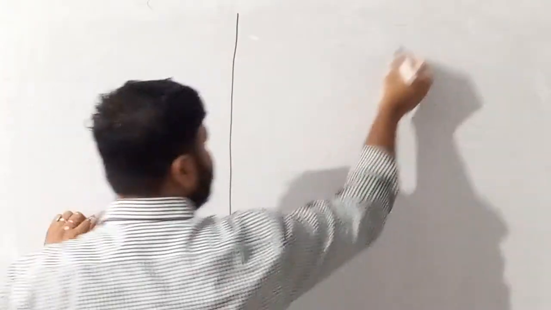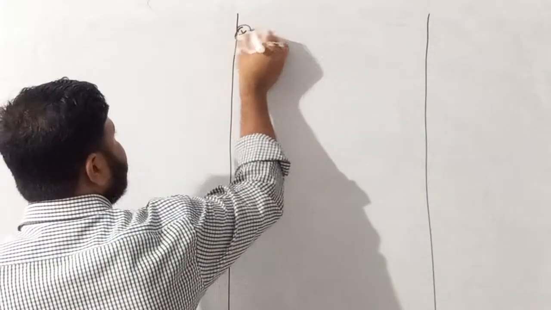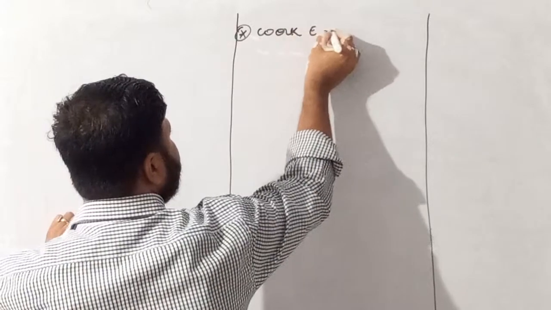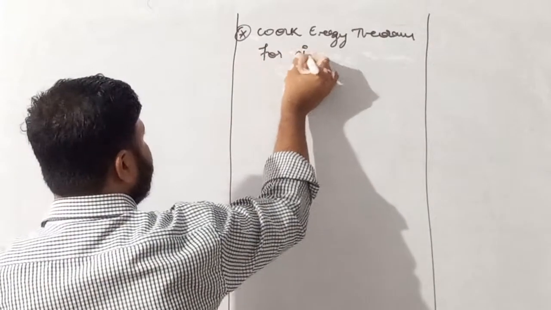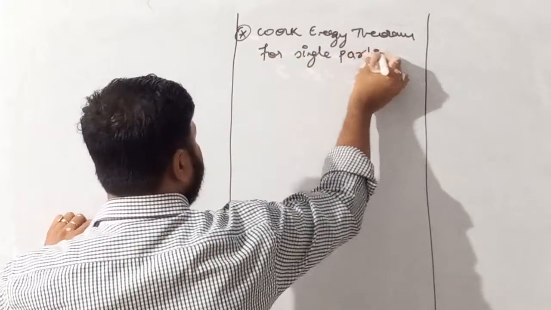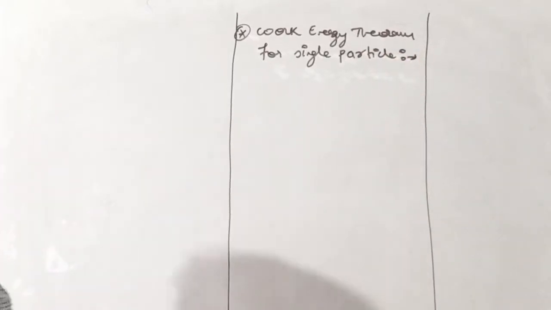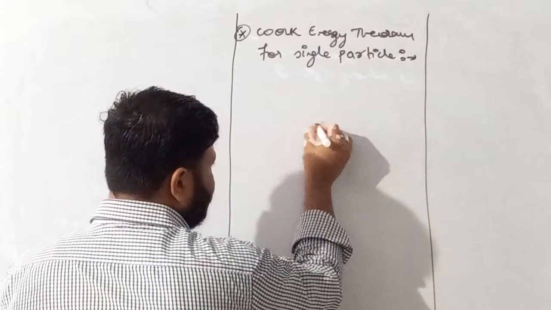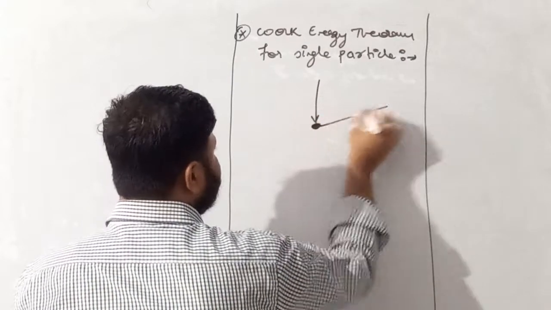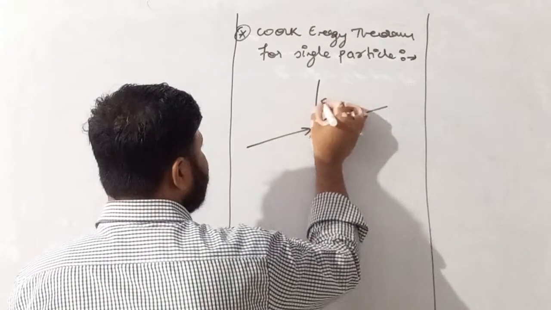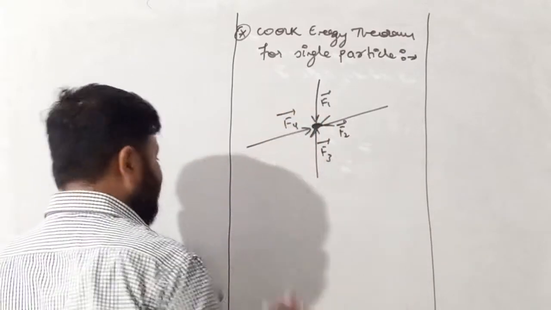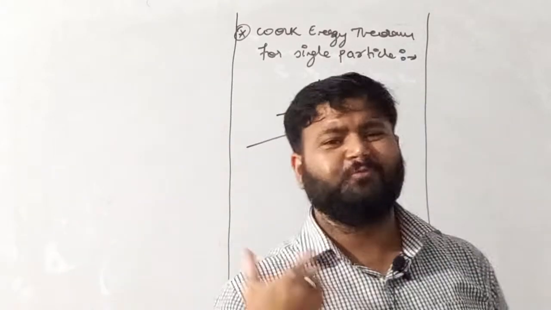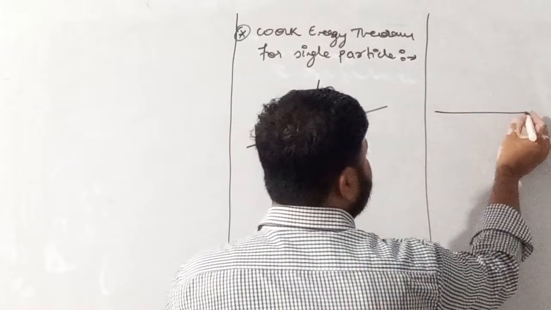So please write down the work energy theorem for a single particle. So let's suppose, my dear student, we have a particle. On this particle, let's suppose 3-4 forces are acting: F1, F2, F3, F4. Because we know that if any particle is there, then more than one force is acting. Let's suppose we have a particle like this.